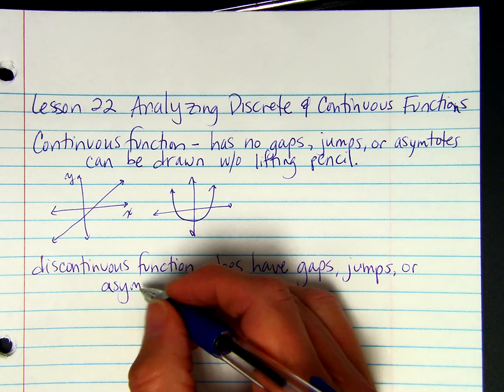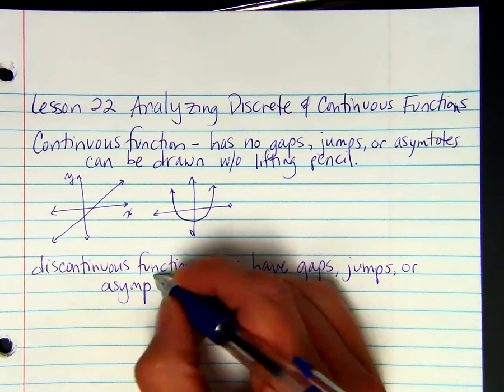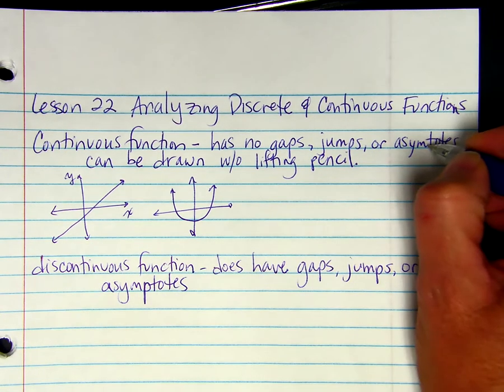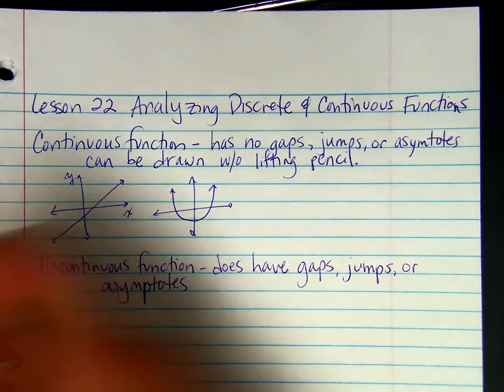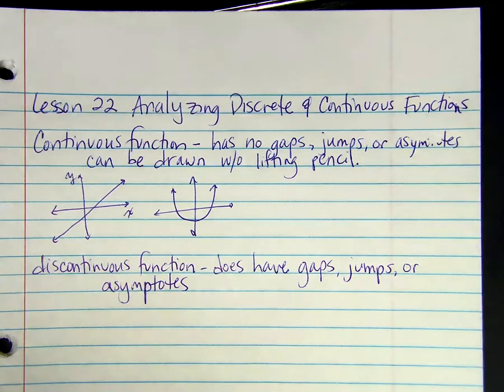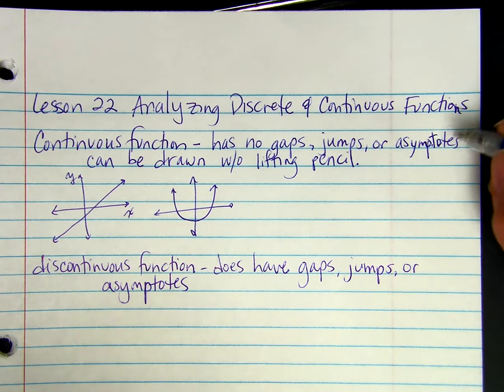Let me spell this. Let's see. Oh, there's a P in there. I didn't put one up here. Go back up here and put a T in this word. There we go.